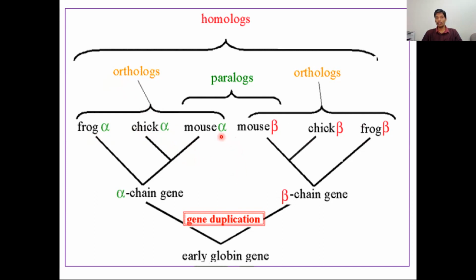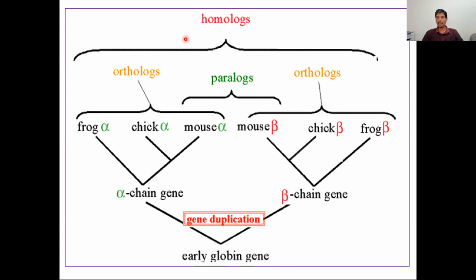And mouse alpha, mouse beta. Within the mouse, it is having alpha and beta. Maybe alpha is in one chromosome, beta is in another chromosome. These two are called paralogs. So the same kind of gene present within the same species are called paralogs. Not only are mouse alpha and mouse beta paralogs, mouse alpha and chicken beta are also paralogs. So that is the difference between orthologs and paralogs.